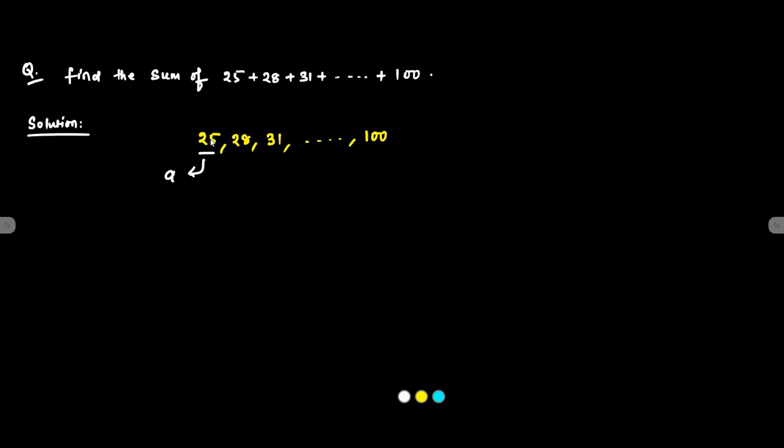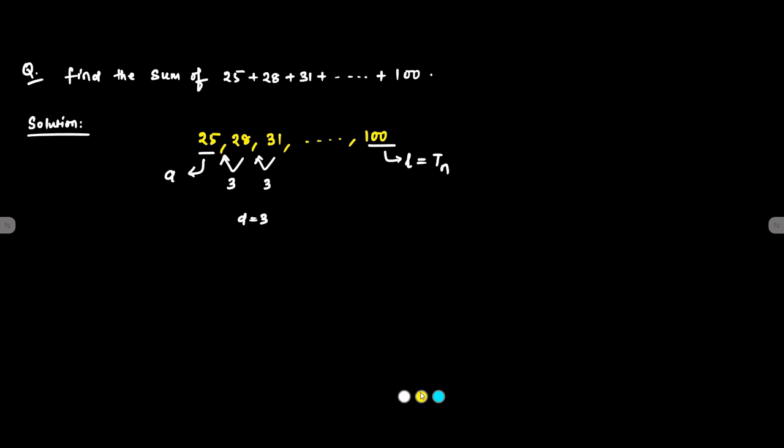we have the first term, small a, that is equal to 25. Then the difference between successive terms: here it is 28 minus 25, that is equal to 3, and 31 minus 28 is also 3. So a constant common difference of 3 is maintained, and this is the last term. The last term we can write as Tn, where n is the total number of terms present in the given arithmetic progression.